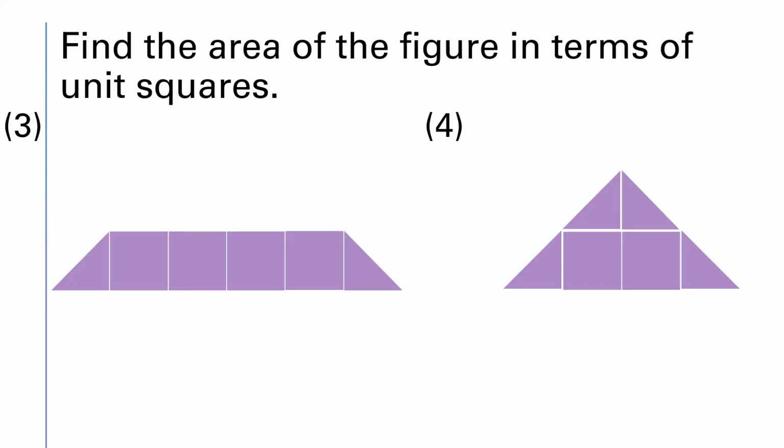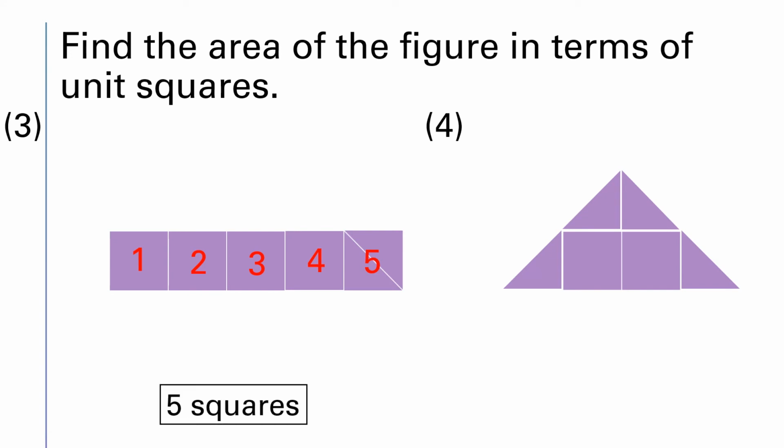Let's find the area in third figure by counting the squares. 1, 2, 3 and 4. Look at the figure carefully. In this figure you can see two triangles which is equal to half of the square. So half plus half is equal to 1 square. So we can say that 4 plus 1 is equal to 5 squares.